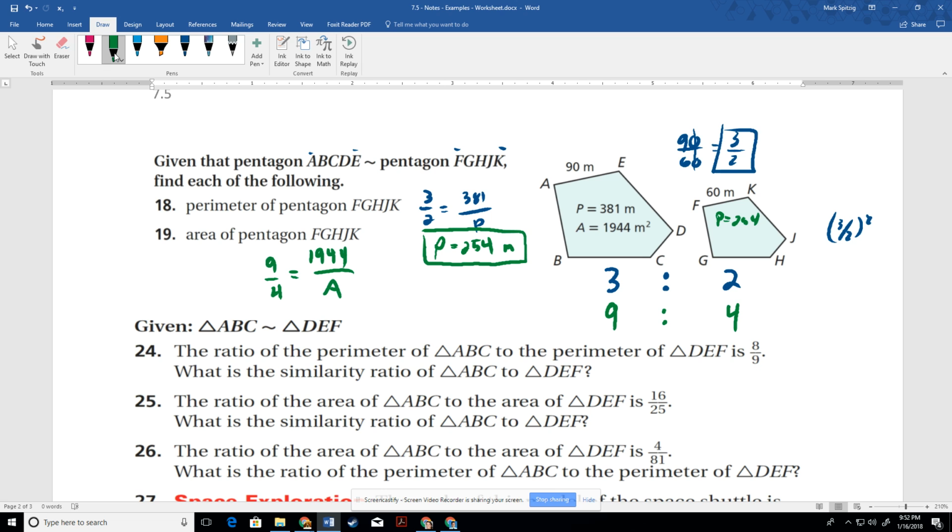And then in this case, the area, we go 1944 times 4, we divide by 9, and we get 864. So the area is going to be 864, and those would be square meters, meters squared.